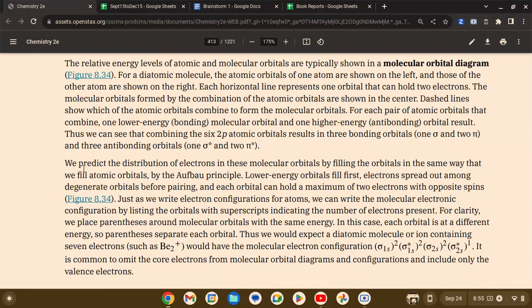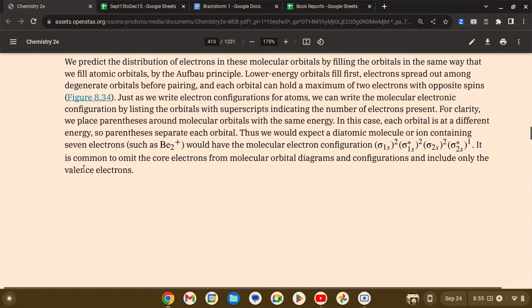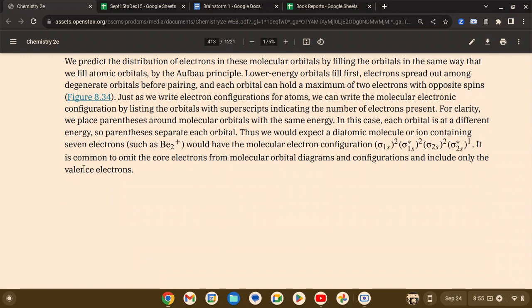For each pair of atomic orbitals that combine, one lower energy bonding molecular orbital and one higher energy antibonding orbital result. Thus, we can see that combining the 6 2p atomic orbitals results in 3 bonding orbitals and 3 antibonding orbitals. We predict the distribution of electrons in these molecular orbitals by filling the orbitals in the same way that we fill atomic orbitals by the Aufbau principle. Lower energy orbitals fill first, electrons spread out among degenerate orbitals before pairing, and each orbital can hold a maximum of 2 electrons with opposite spins.